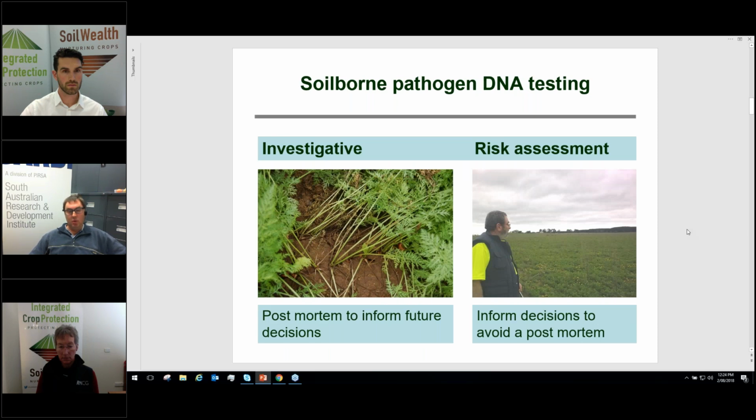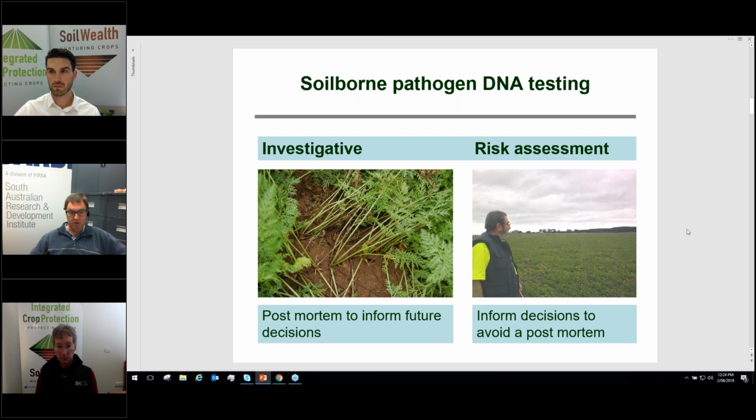So what would we apply? Where are we going to actually use this? What are we going to do with it? You can think about 2 things, and I guess the first one would be investigative. You've got a carrot paddock there, you've got those symptoms. What are they? You can use standard diagnostics to do that. You dig them up, they've actually got quite deep lesions on those carrots.